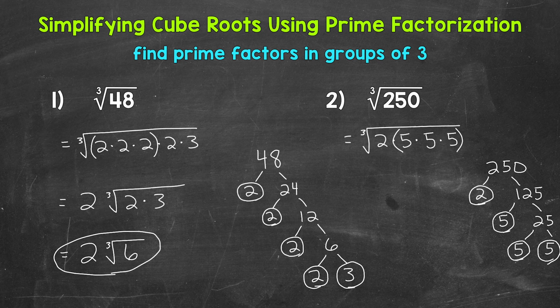We can pull out a 5, so we now have 5 times the cube root of 2. We cannot break that down any further. We cannot simplify any further. So this is our final simplified answer. 5 times the cube root of 2.